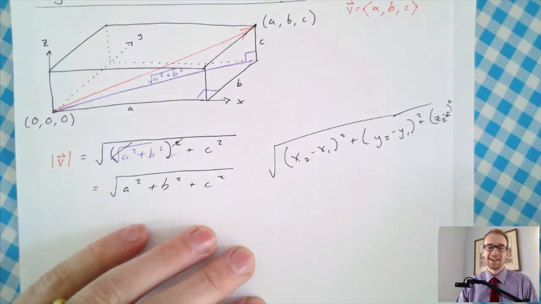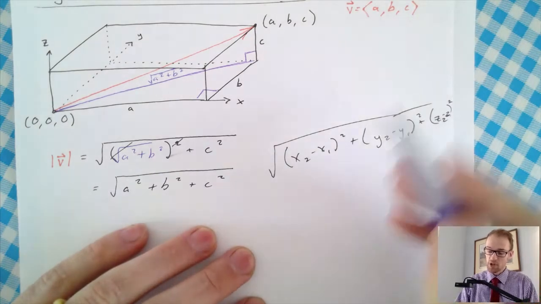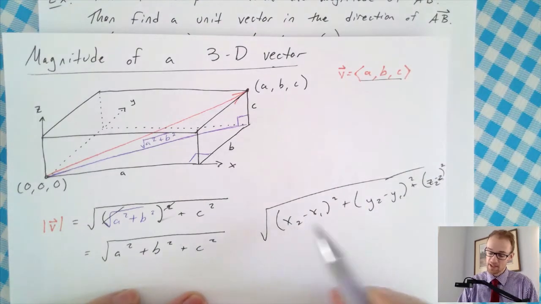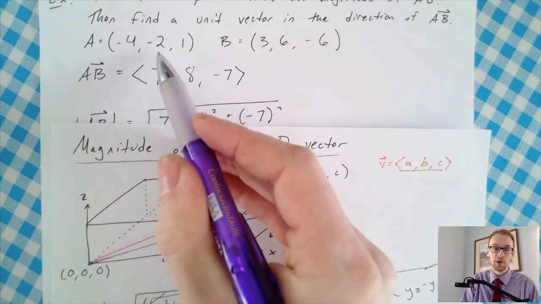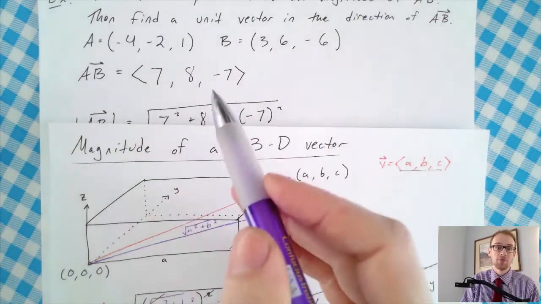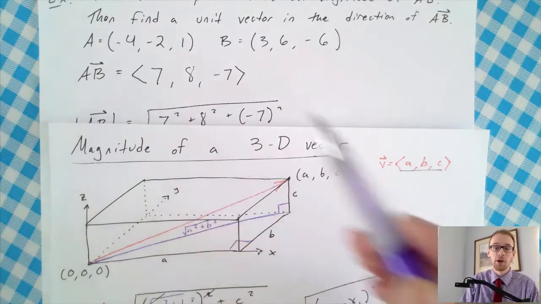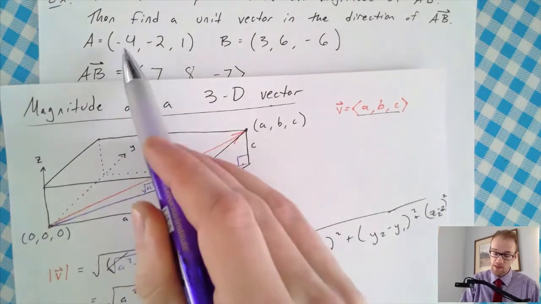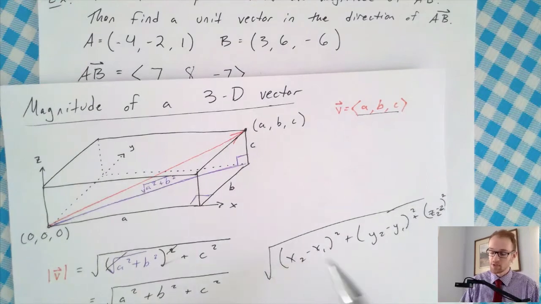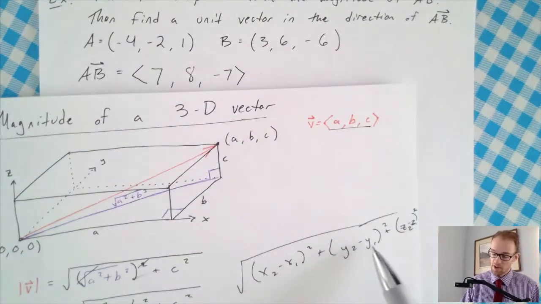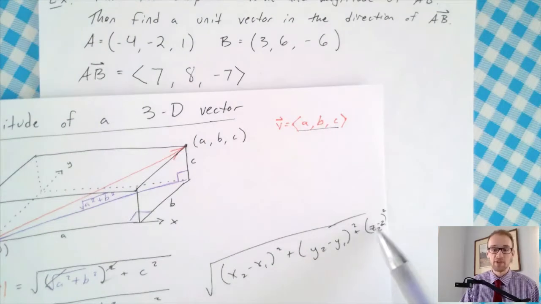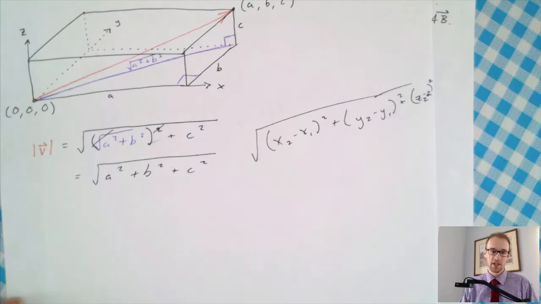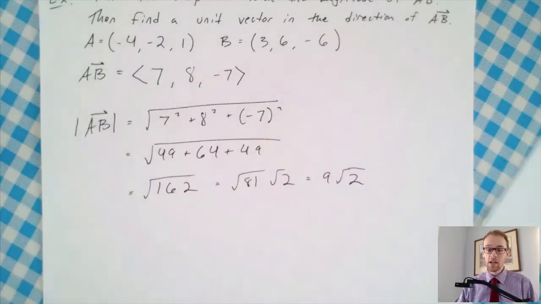Okay, this is when you don't already have the component form of your vector. This is for when you have the x, y, and z coordinates of the 2 points. So if I wanted to, before I found this vector in component form, I could have used this formula to find the magnitude and just used -4 and 3 as my x values, -2 and 6 as my y values, and then 1 and -6 as my z values. Okay, so that's how you'll typically see that formula in your textbook and on Canvas and stuff like that. Anyway, we've got the magnitude.